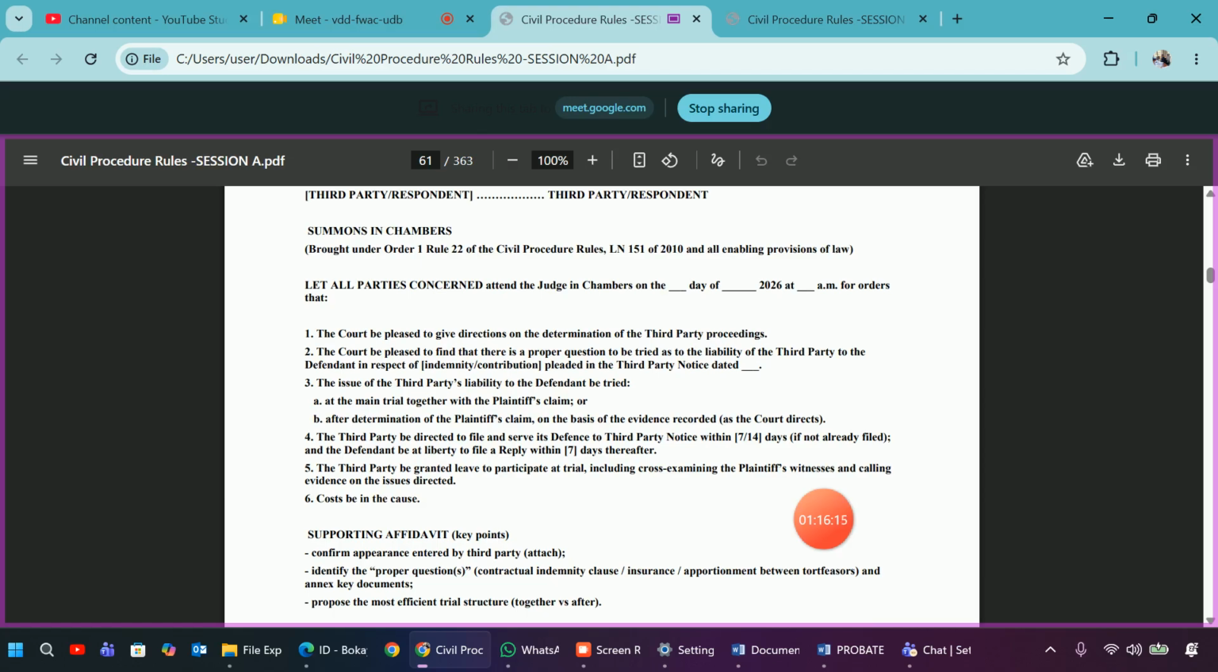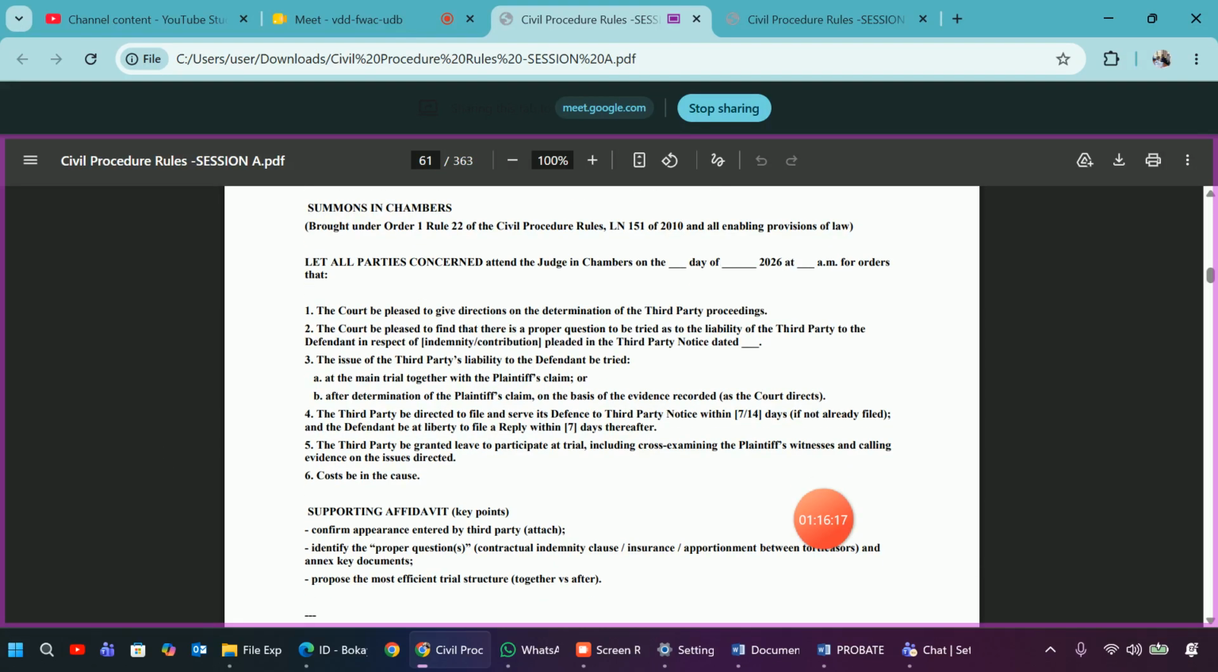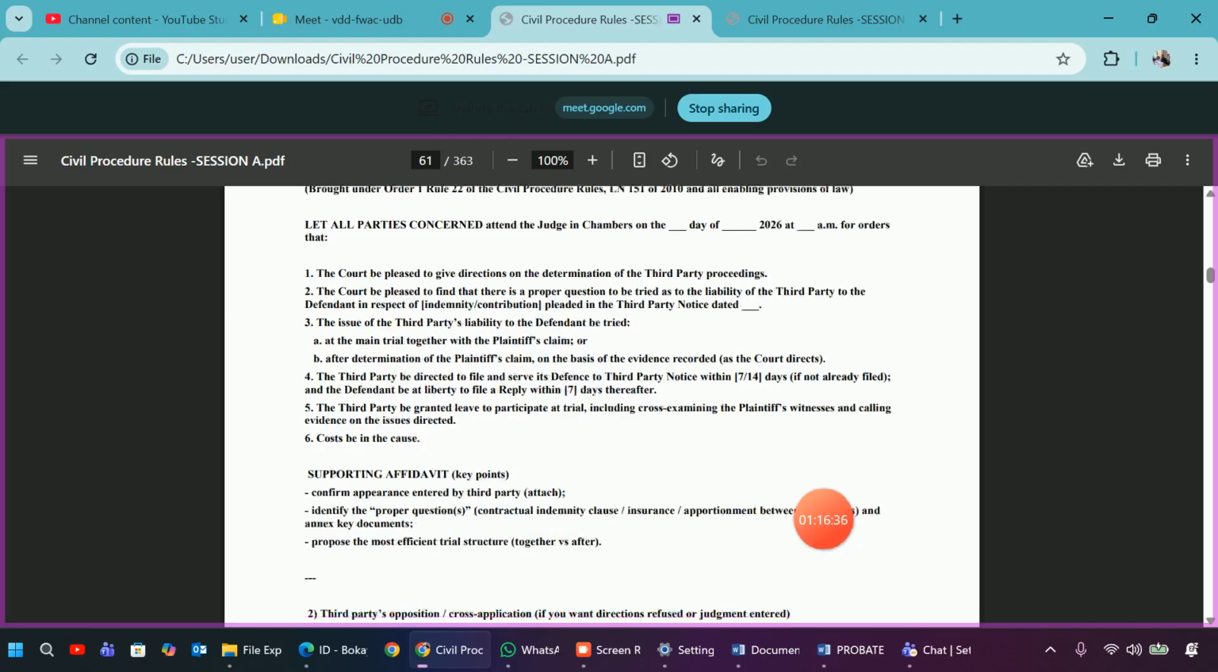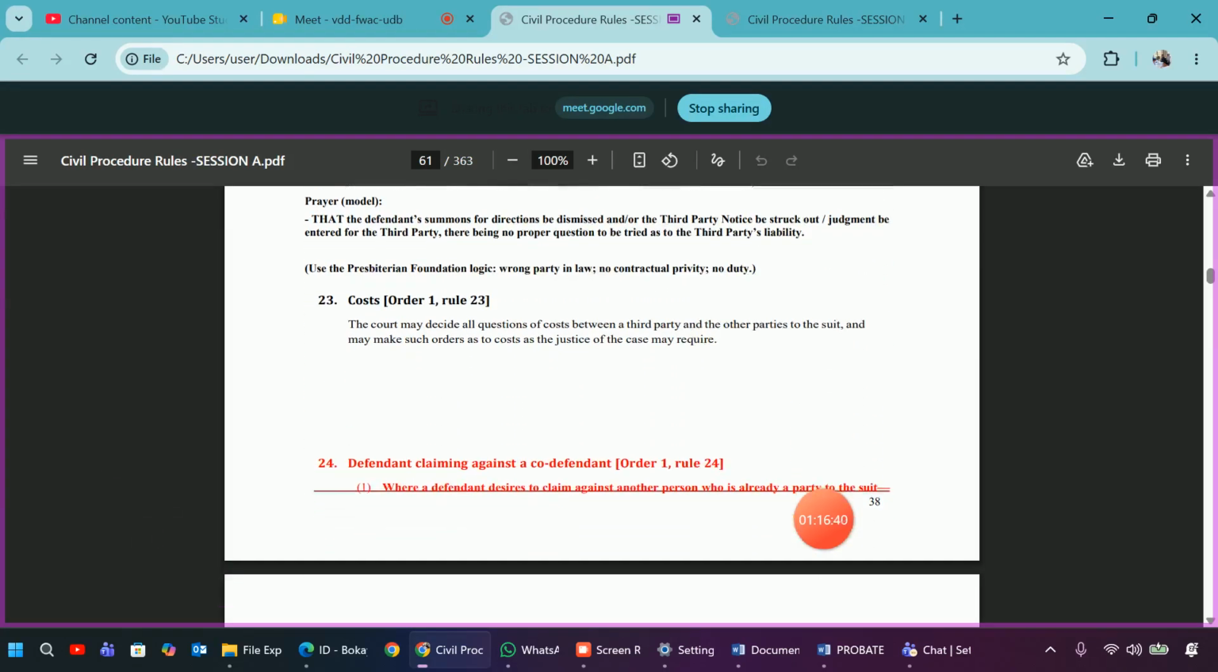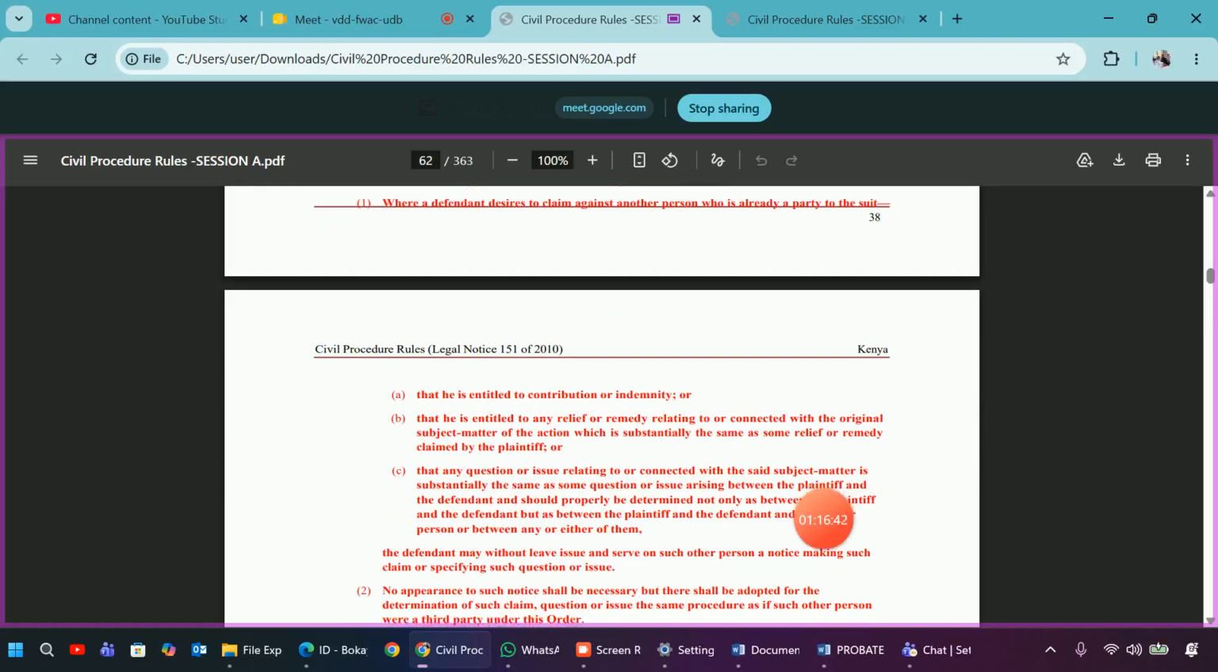The issue of the third party liability to the defendant be tried at the main trial together with the plaintiff's claim, or after determination of the plaintiff's claim on the basis of the evidence recorded as the court directs. That the third party be directed to file and serve its defense to the third party notice, and then the third party be granted leave to participate at trial. So generally, we have exhausted all angles pursuant to a third party.